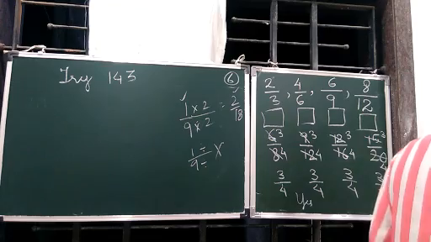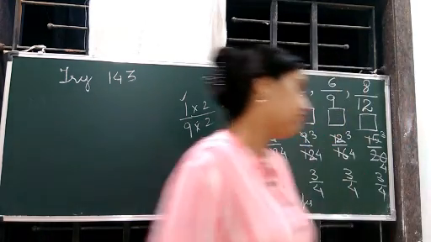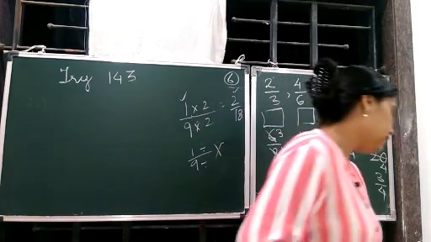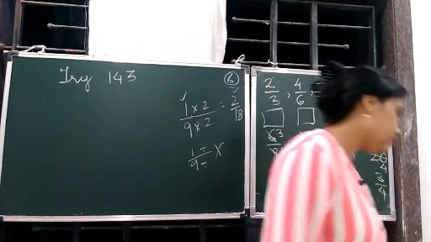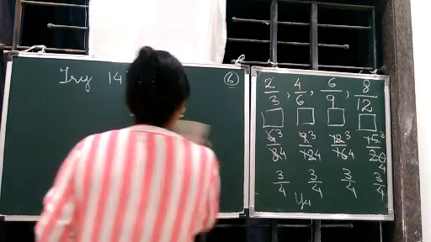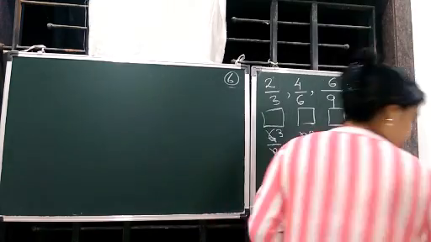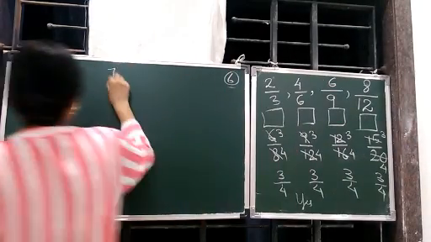So here the try these of page 143 says find 5 equivalent fractions of each of the following. Children, there are 4 questions. We are going to do only 2. Or if you want you can do all 4. I have no problem.